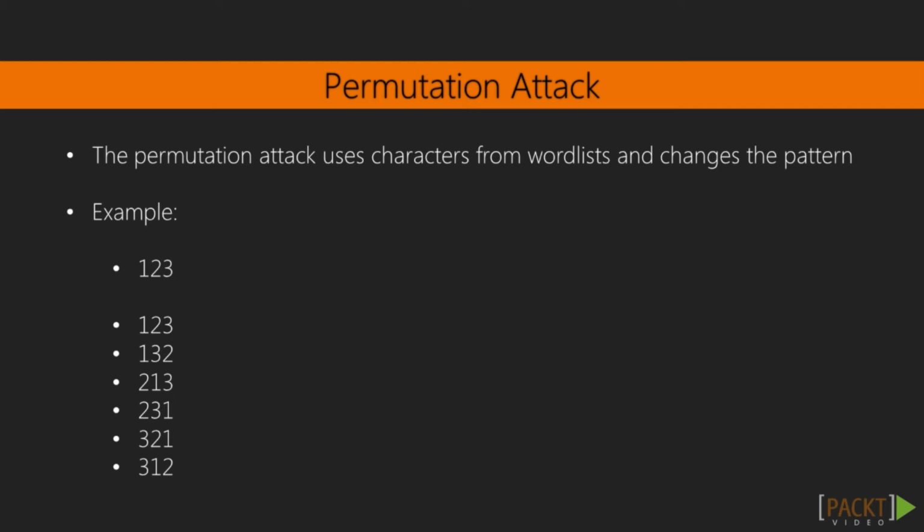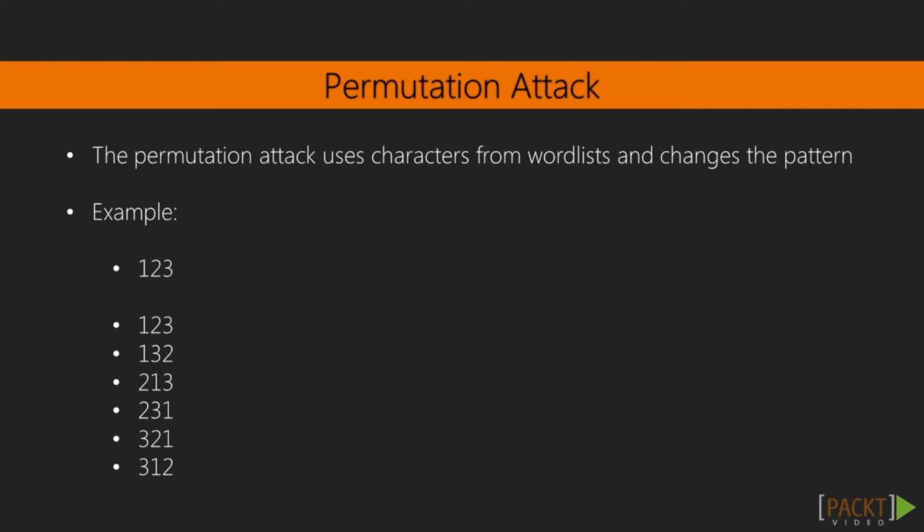The permutation attack uses characters from word lists and changes the pattern. So in this we have an example that's 1, 2, 3, and single characters are changed to give different sorts of combinations within the actual word itself. I've given some examples there down at the bottom, which you can see.